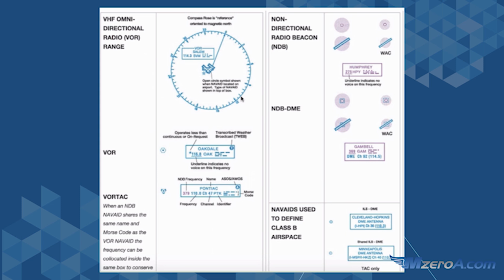Now, to use an NDB in the airplane, your airplane must have an automatic direction finder, which is an ADF. Your aircraft may not even have an ADF, so NDBs may be of little or no use to you. We're still going to talk about them, though, in a future lesson.